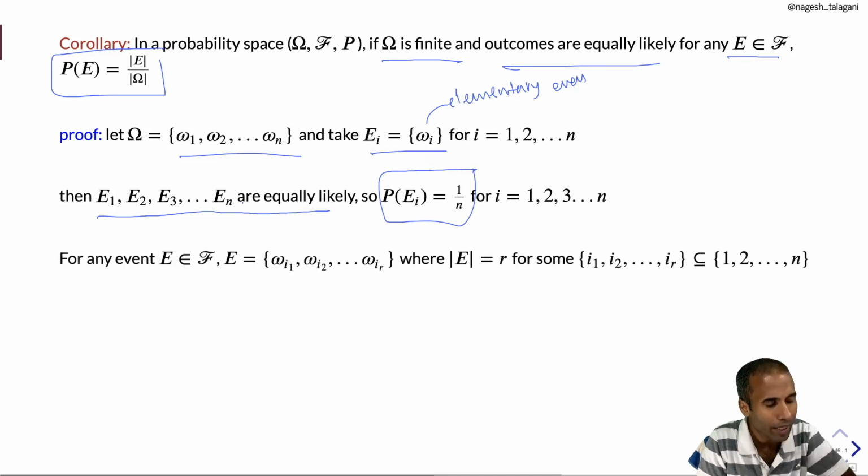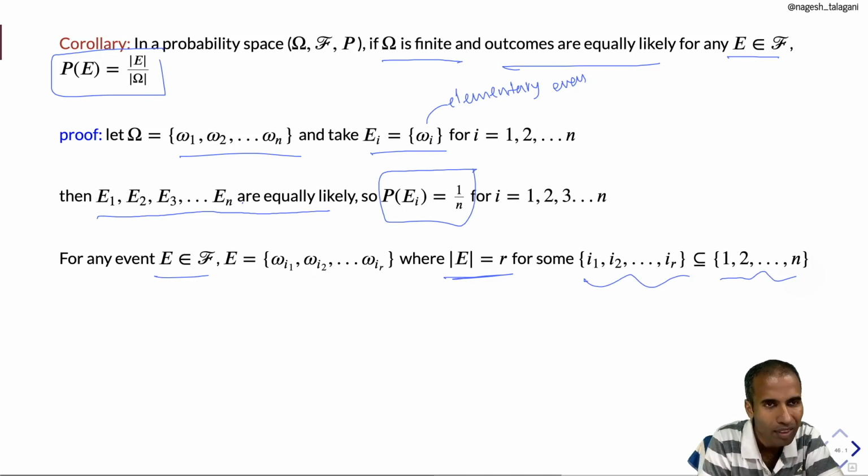Now if you take any event in event space, that event will consist of some outcomes from the sample space. Here the sample space consists of omega 1, omega 2, so on, omega n. Then E will consist of some outcomes. So now let me describe E like this. E consists of small omega i1, small omega i2 and small omega ir. There are r outcomes, so the number of elements in E is r. Here i1, i2, ir are some candidates from 1 to n.